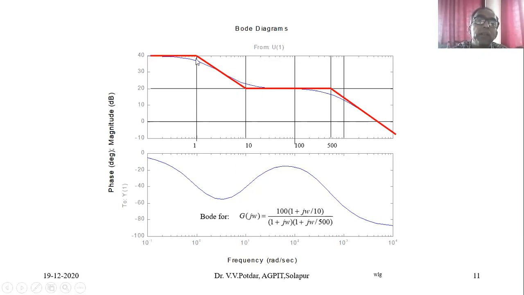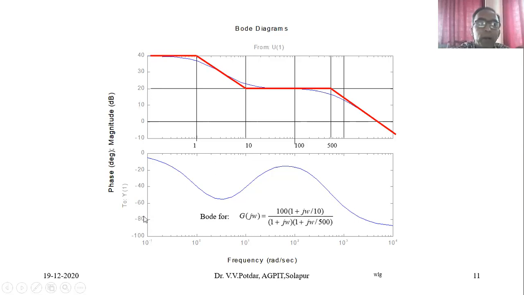These are the corner frequencies. The first corner frequency is 1, the second corner frequency is 10, and the third corner frequency is 500. This red line is the approximate Bode magnitude plot, the asymptotic plot, and these are called the exact plots. There are some error corrections that are to be made. We are not getting into details. But if I execute my MATLAB program, I'll get both the approximate magnitude plot and the exact magnitude plot.